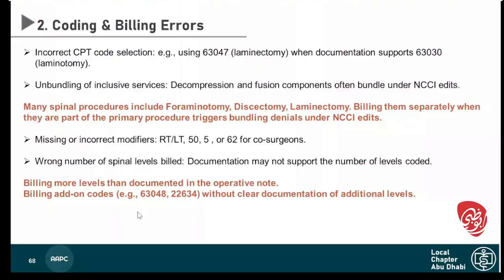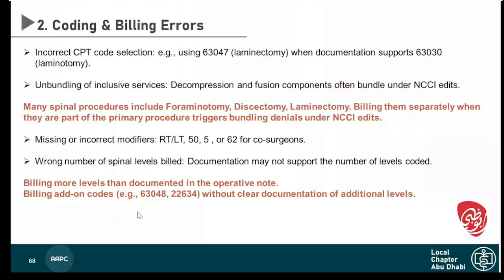Unbundling of inclusive services. That means decompression and fusion components often bundle under NCCI edits. Many spinal procedures include foraminotomy, discectomy, and laminectomy. That means in fusion at the same level, the discectomy and laminotomy are included, so there is no need to report them separately. If the coder assigned the CPT, it will be marked as an error. Billing them separately when they are part of the primary procedure triggers bundling denials under NCCI edits.